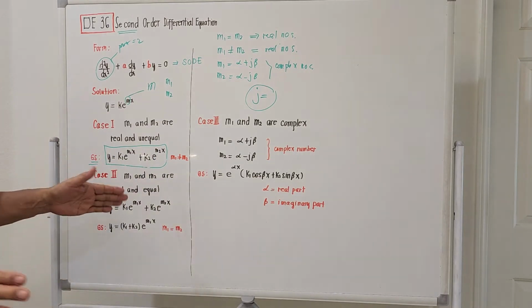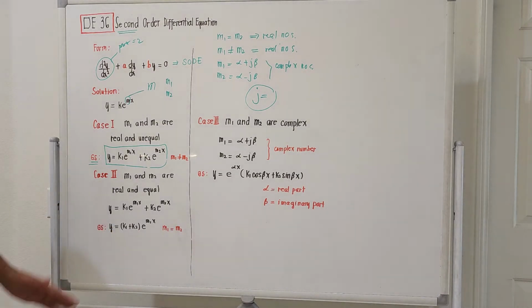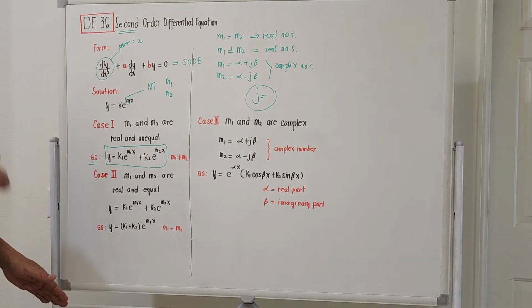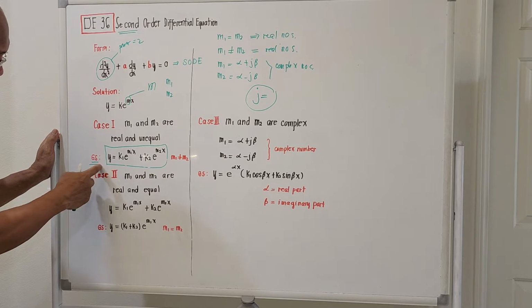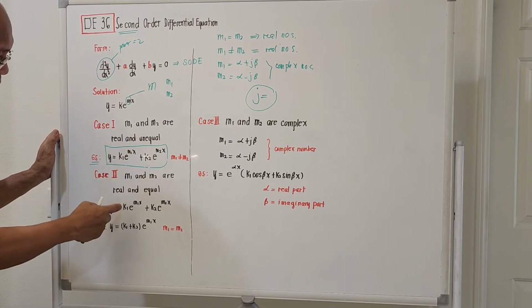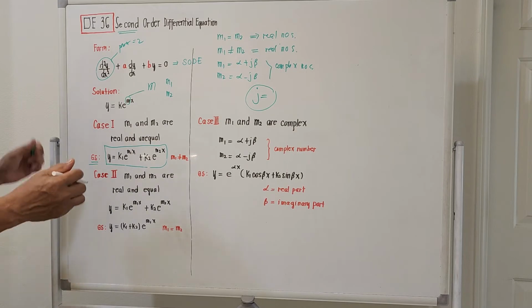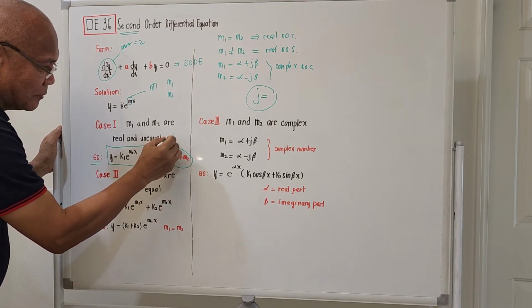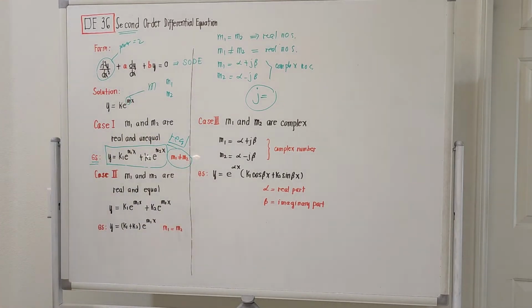If the problem is asking for a particular solution, there should be an initial condition. For the meantime, we do not have the initial condition, so I just place here the general solution. That is y equal to k1 e raised to m1x plus k2 e raised to m2x, in which the values of m1 and m2 are not equal, and they are both real.